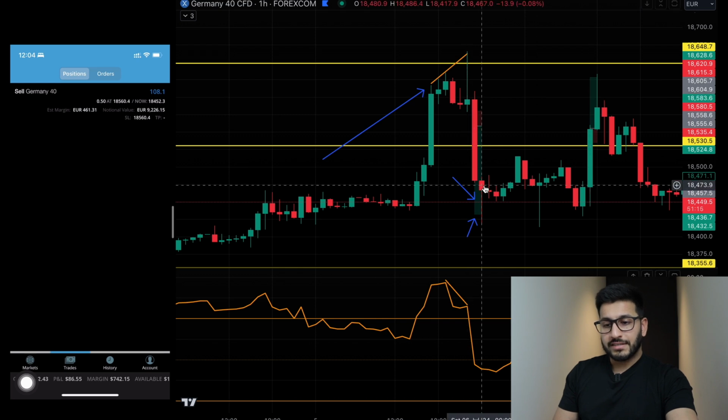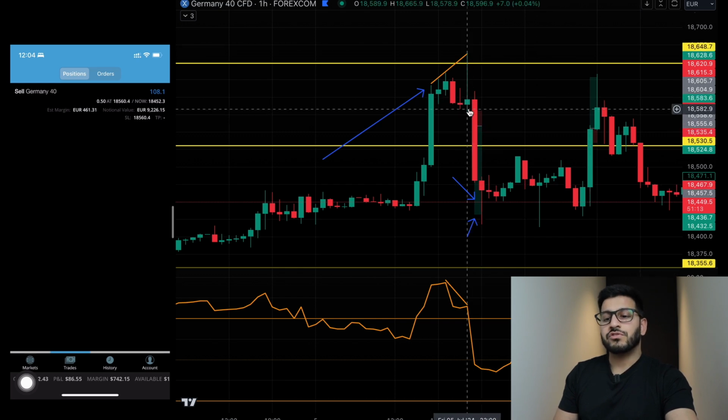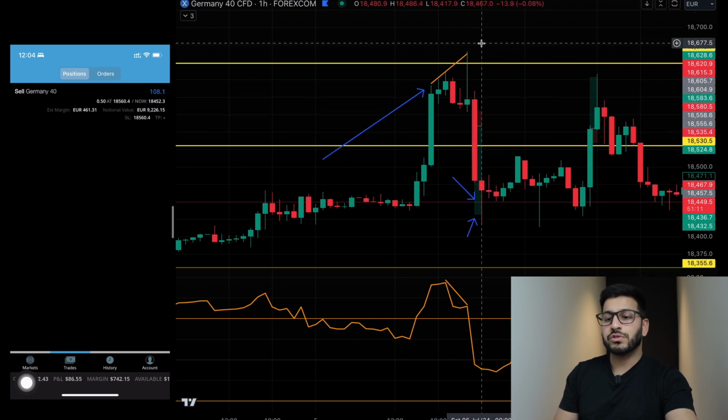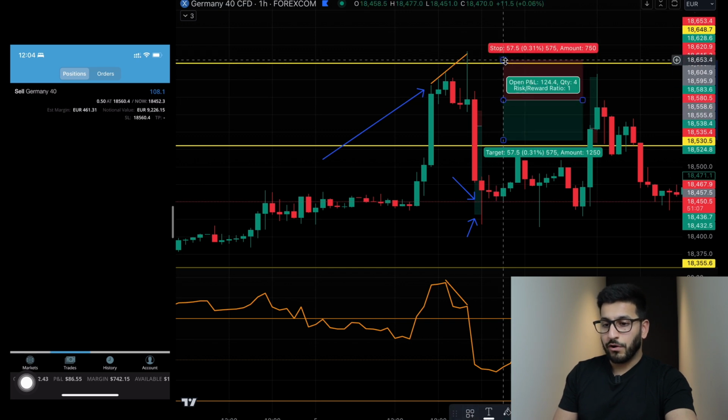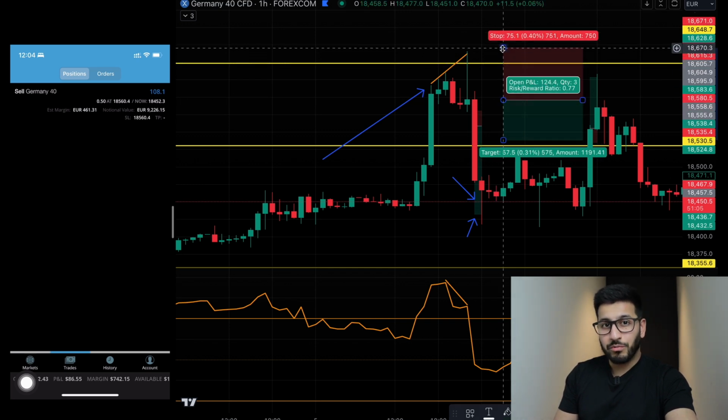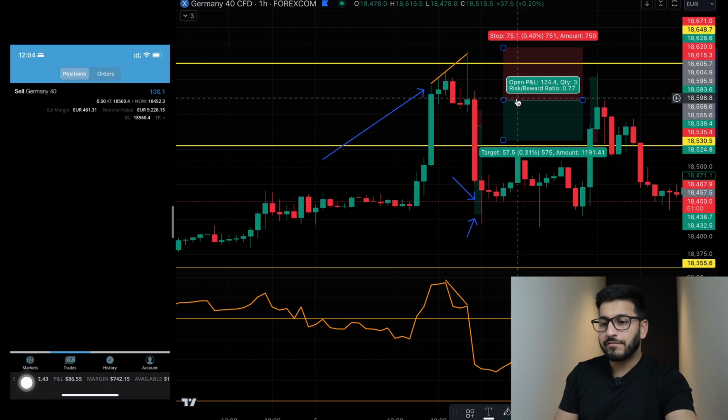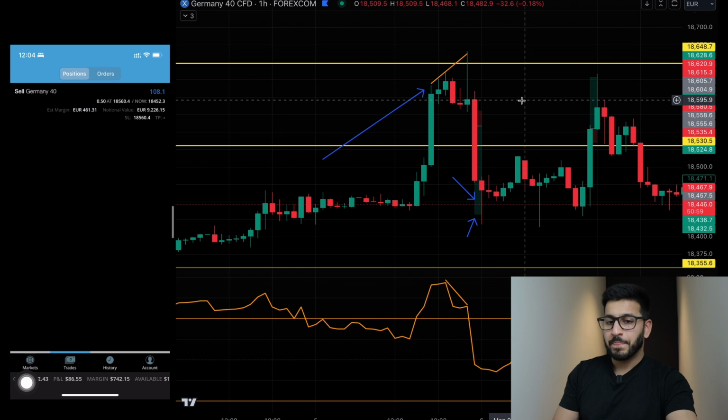You're not going to place a trade right here at this massive rejection, because if you do that, your stop loss is going to be way up here. Your stop loss is 75 points. You cannot afford to have a 75-point stop loss, okay? You want 75-pip moves, 75-point moves, on your take profit level.